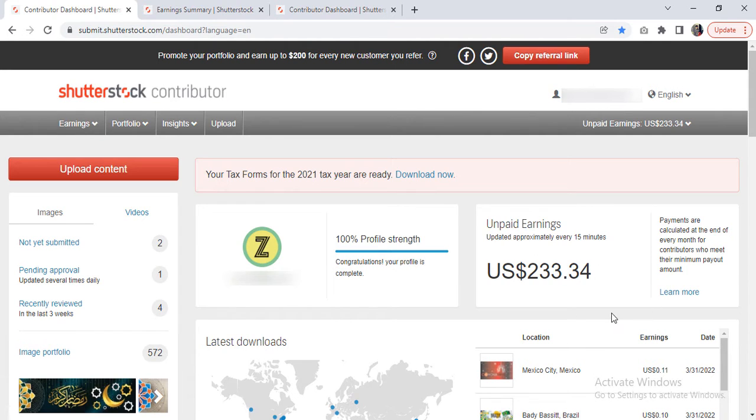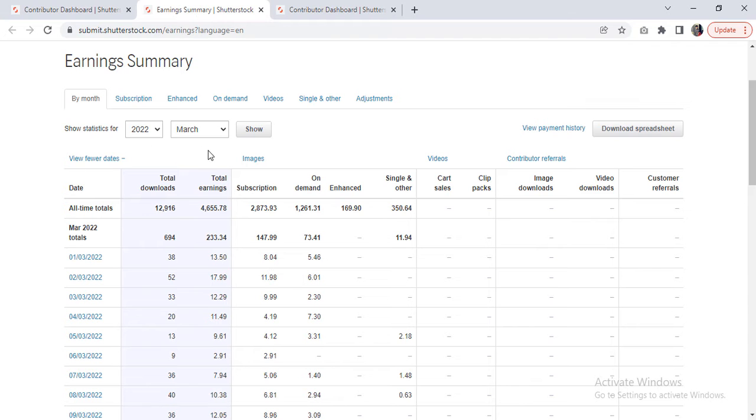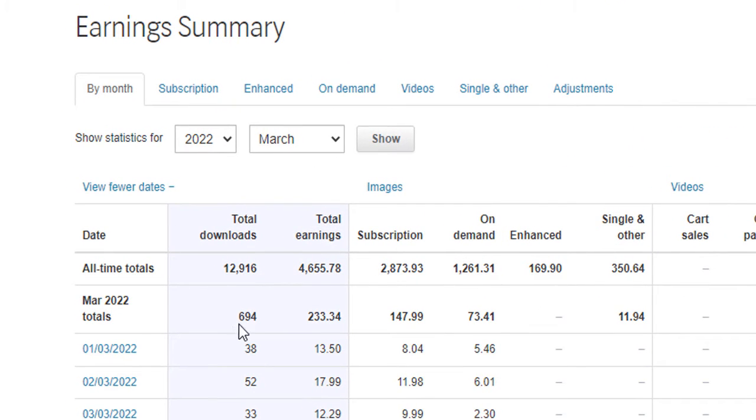So here is the last day of this month. The income so far is $233, and here is the earning summary for this month. For March 2022, I got 694 downloads and I have generated $233 in earnings. And as far as the all-time totals are concerned, I have got 12,916 downloads and the earnings so far are $4,655.